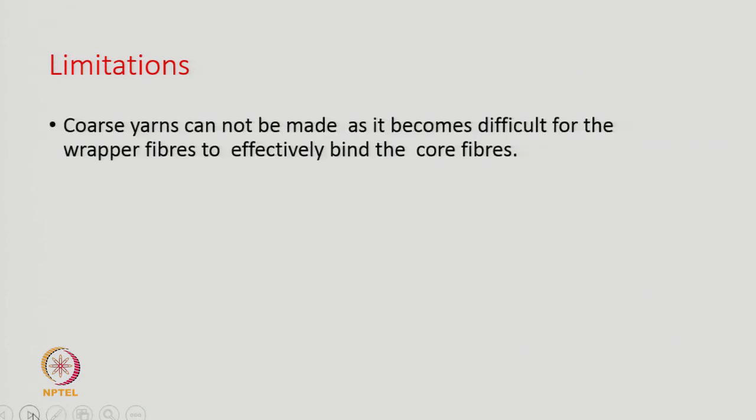And what are the limitations of this technology? Coarse yarn cannot be made, as it becomes difficult for the wrapper fibers to effectively bind the core fibers. When the diameter of the yarn increases, coarse yarn basically means diameter is more. So, the same fiber will now give less wraps, because fiber lengths are not going to change. Using the same fibers, I have to make coarse yarns. So, that is one difficulty you will face, and therefore, spinning coarse yarn is really difficult.